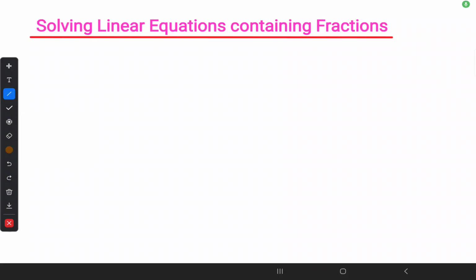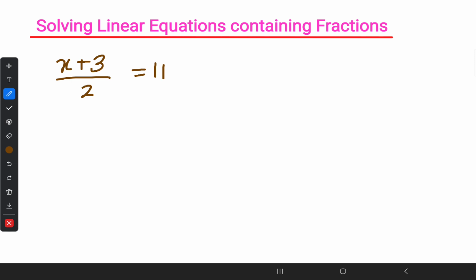We are going to solve linear equations containing fractions. So from the topic you can get some idea. Here we have (x + 3)/2 equals 11. This is our question. We have to solve this.